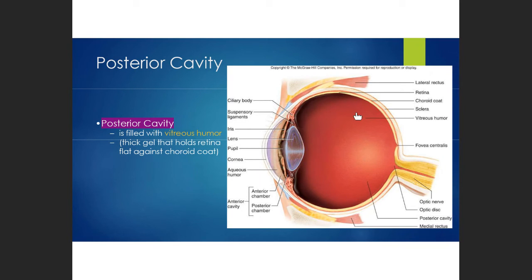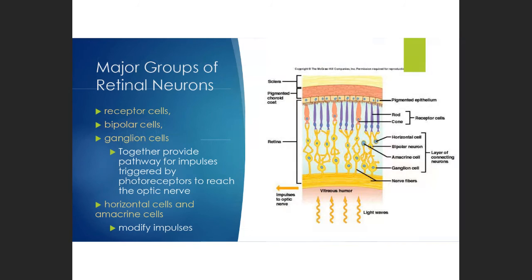Okay, and also what the vitreous humor does, by maintaining its shape, is press the retina against the middle layer, which is the choroid coat. Remember, the choroid coat has vascular structures as well as light blocking pigments. So basically the last little area that you might be tested on is right here.